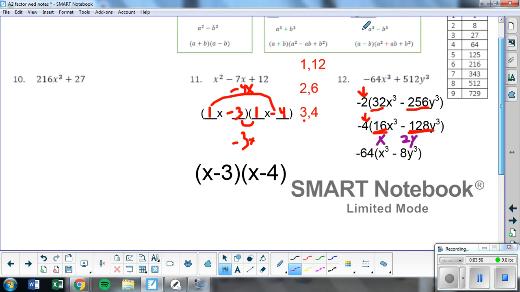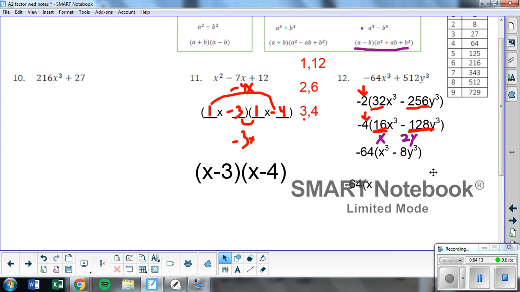I'm following this pattern here. So I take my a. Notice there's a minus here. That's how I know it's this pattern, perfect cube minus perfect cube. So I will follow this pattern. The 64 will just stay there.